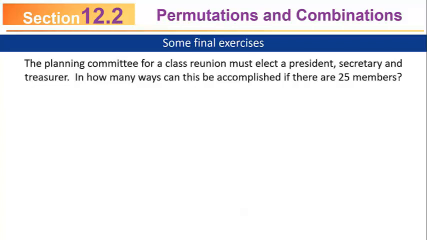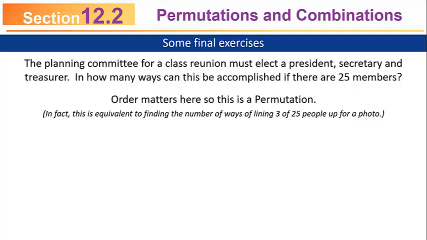How about this? The planning committee for a class reunion must elect a president, secretary, and treasurer. In how many ways can this be accomplished if there are 25 members? I'm actually going to show you a couple of ways you can do this. First of all, it is a permutation because order matters. The president, secretary, and treasurer is different than if you switch positions. That's a different arrangement. So order matters.